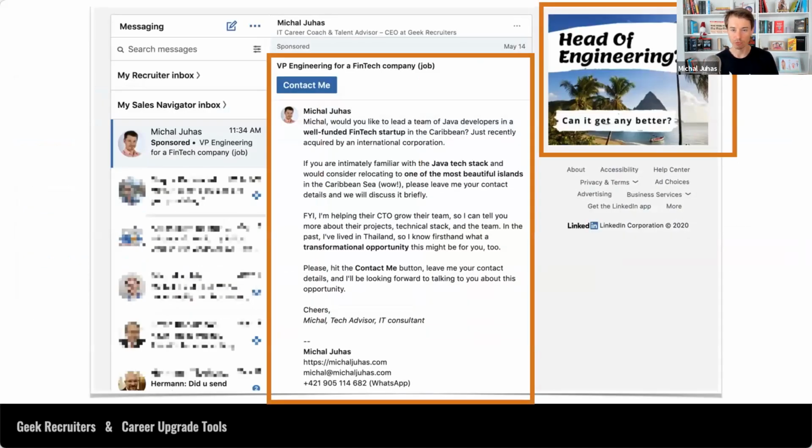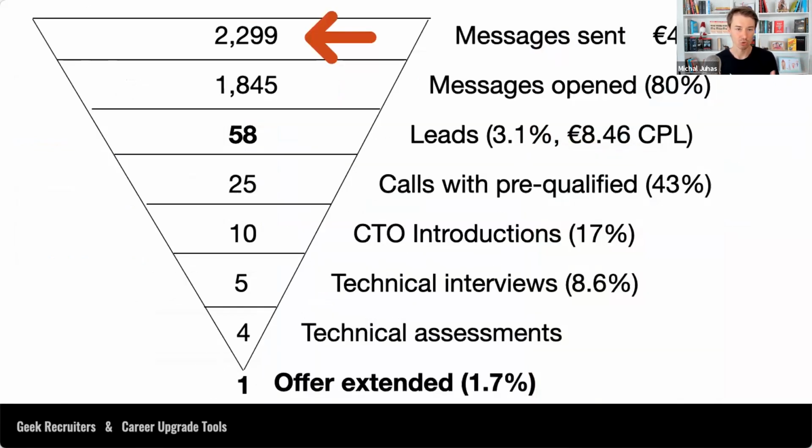I was looking for a head of engineering for one of the companies. And I wrote this sentence like, hey, would you like to join a team of developers in well-funded startups? If you are intimately familiar... I don't read it all. But this was the message that LinkedIn sent as a sponsored message, not an email, but a sponsored message. So it sent the message to 2,300 people.